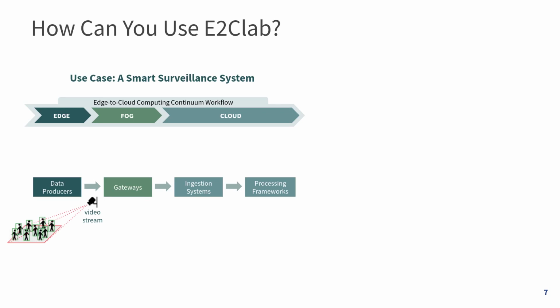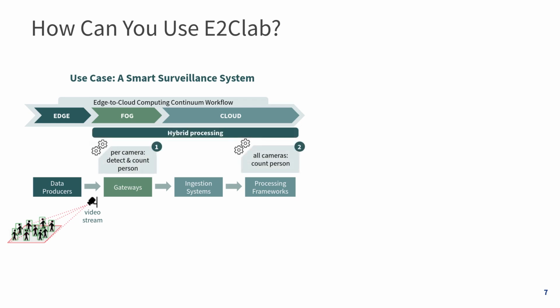How can you use E2Clab? In this presentation, I will be considering a smart surveillance system, but actually, you can use E2Clab to analyze your own IoT application or to deploy your edge environments. So, supposing that you have developed this application, and this application relies on the edge, fog, and the cloud infrastructure, and we have data producers at the edge, gateways on the fog, and some ingestion systems and processing frameworks on the cloud side. Besides that, in this application, we are considering two kinds of processing.